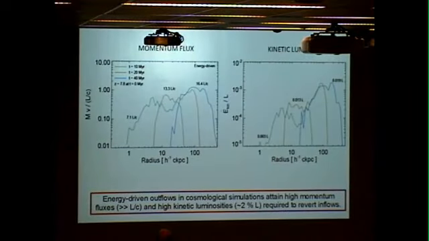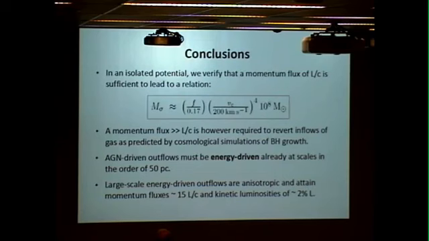Now, just to show these last plots, this shows the momentum flux and the kinetic luminosity of the energy-driven outflows as a function of radius. You can see that we have these momentum boosts. These are the integrated values, several times L over c, like the observed ones. This is what you need to actually reverse the inflows and prevent the central regions from being replenished, and typical kinetic luminosities of a few percent of the bolometric luminosity, like required. So I'll now just leave you with the conclusion slide. Thank you.